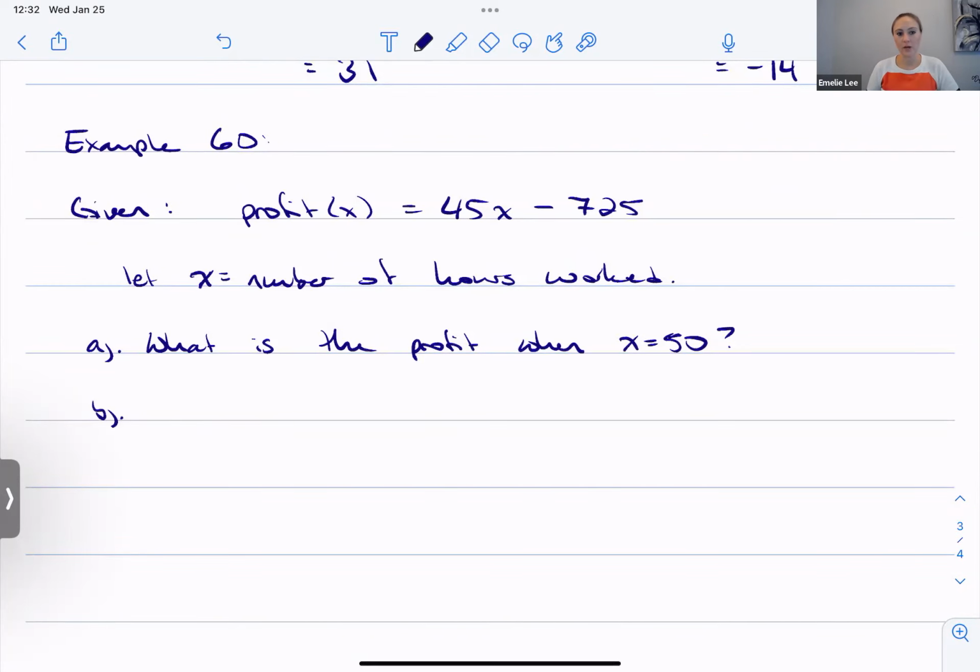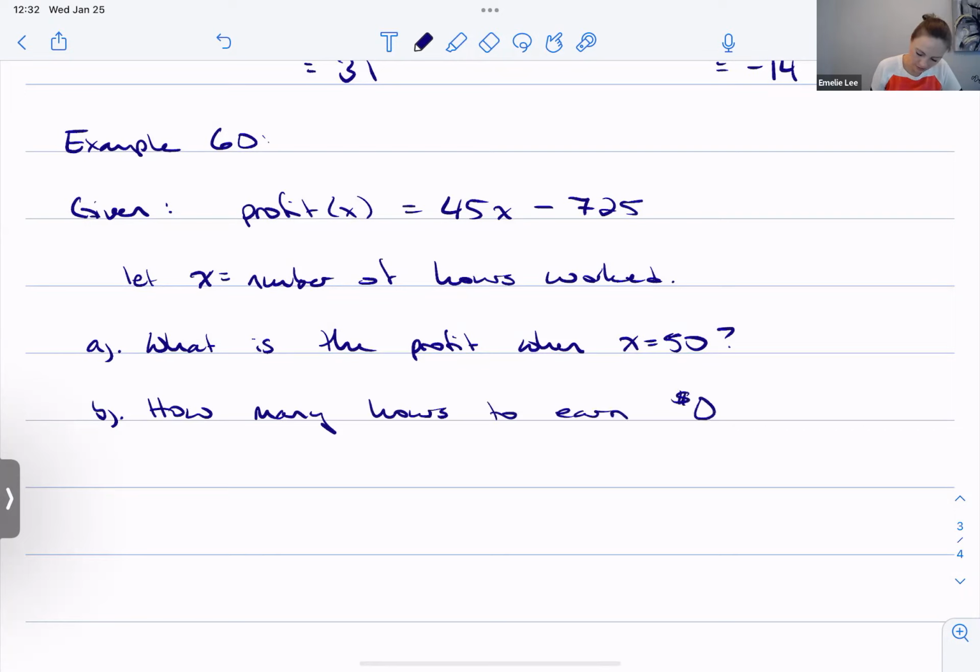I'll write out the parts and then I'll bump them down. So if you're writing it out, then maybe give yourself 4 or 5 lines between each part, because I'm going to be bumping them down. But then we want to talk about how many hours to earn $0 profit.